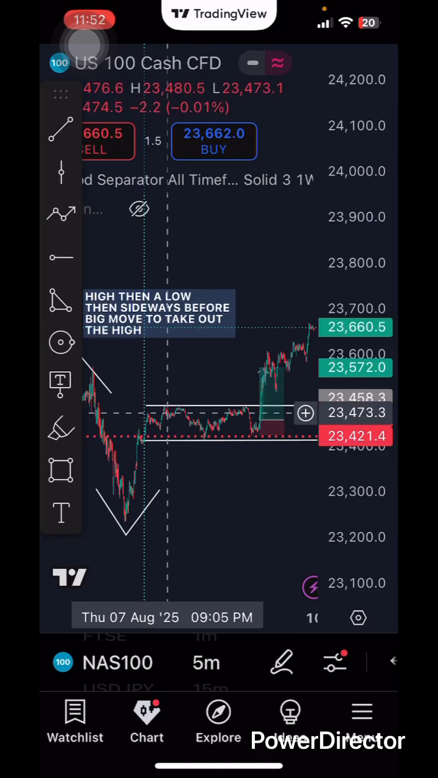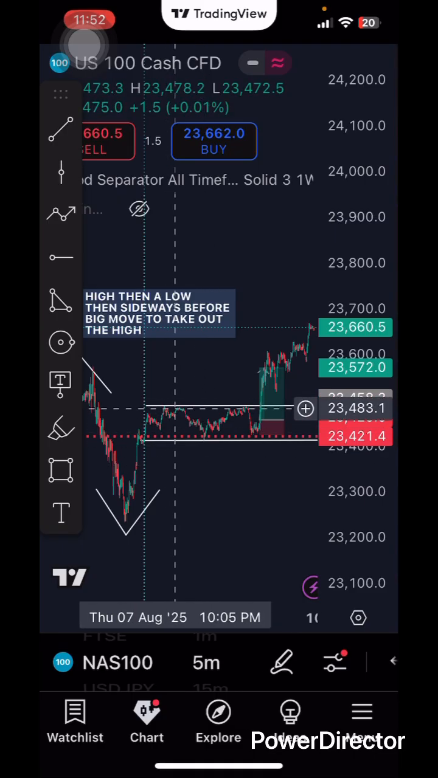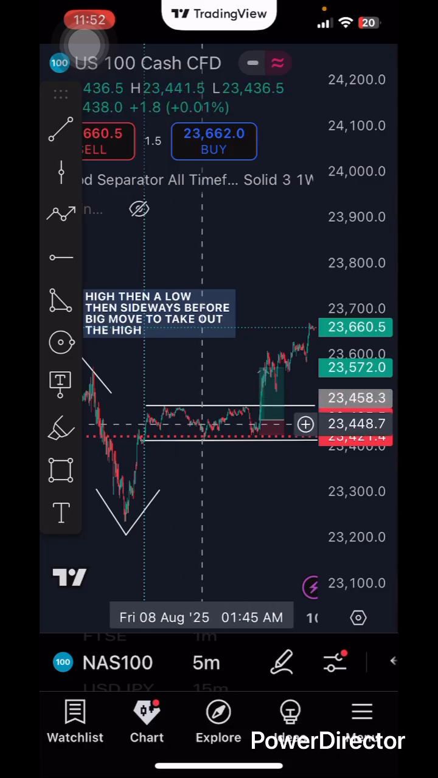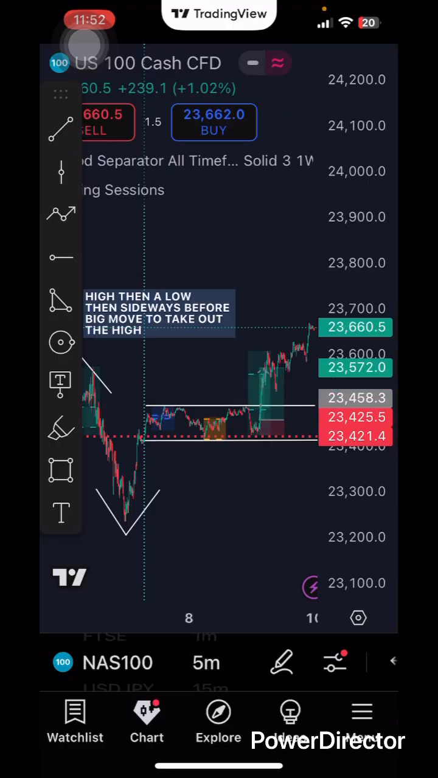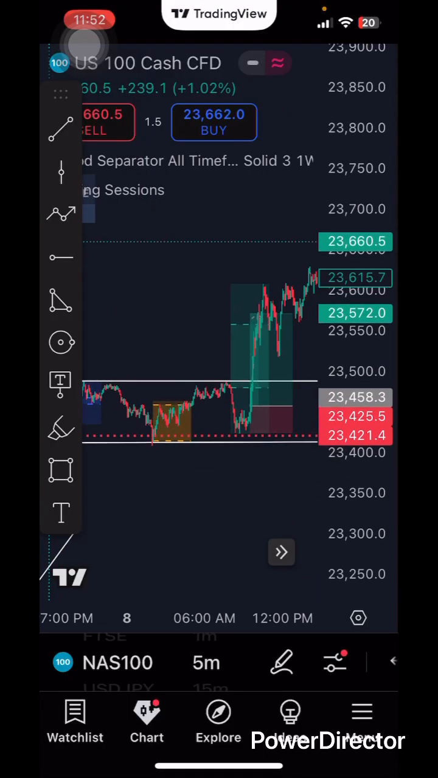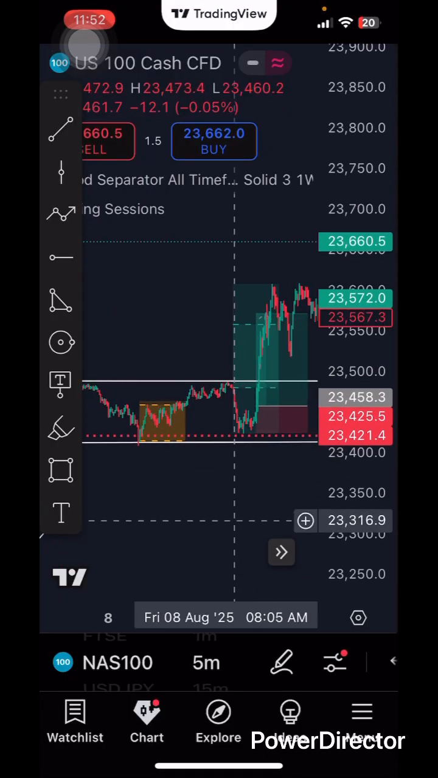Now that we have this narrow range, we have our Asia high and London low. That's our high and low range of the current day. When we come to our session, if we turn the sessions on again, you can see where this green box starts is 8 o'clock.